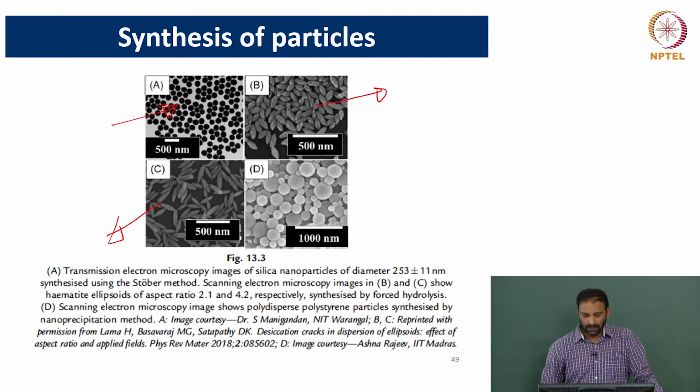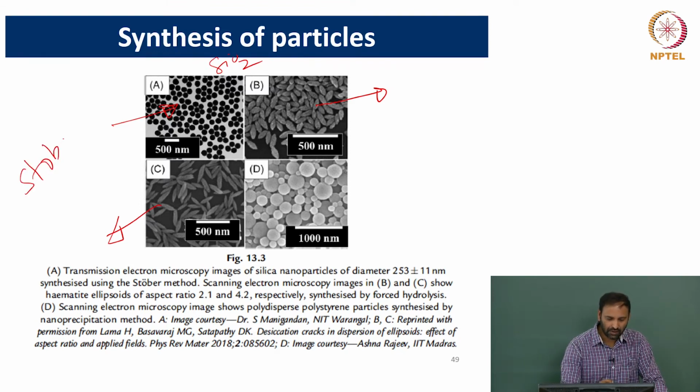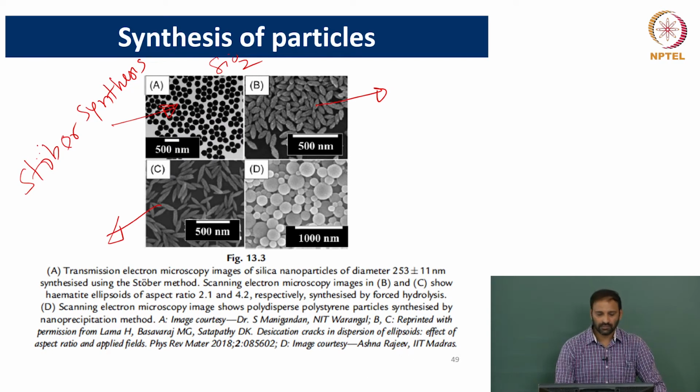So the first set of particles, these are an example of again silica particles, which are produced by a technique called Stöber synthesis. Again, this is the name of the scientist who found this technique for making these particles.